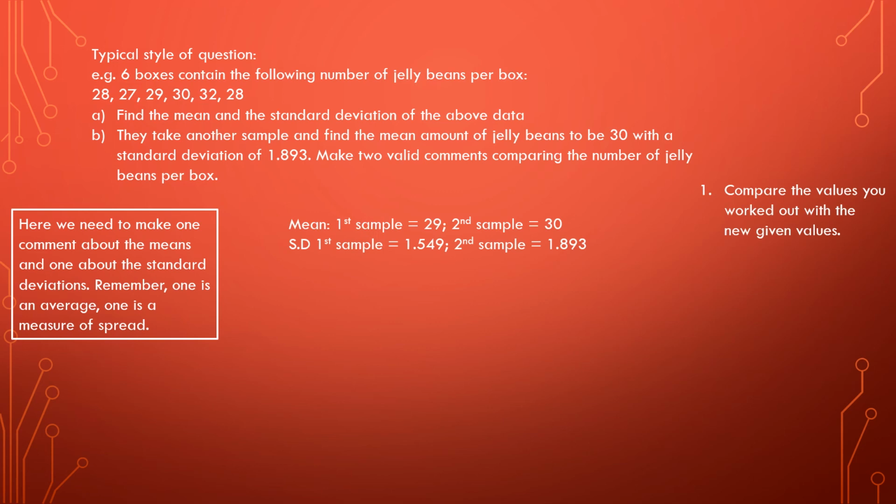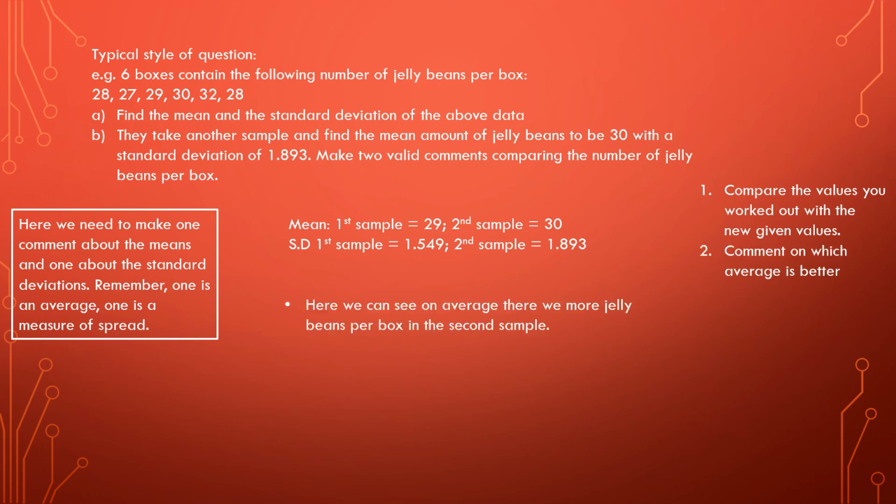So the first thing we're going to do is just compare our values. Okay, because when we're working these out, they tend to be all over the place and it becomes very difficult to compare. So first thing I'm doing here is I've got my mean. So my first sample, the mean was 29. The second sample, my mean was 30. Looking at my standard deviations, my first one was 1.549, second one, 1.893. So comparing our values. Next thing we're going to do is comment on which average is better. So on average, we can see the second sample had more jelly beans per box. So there's my first comment.